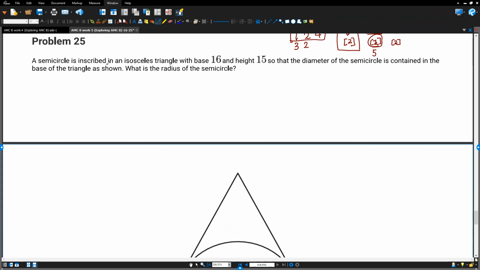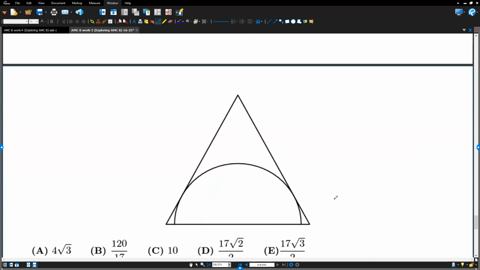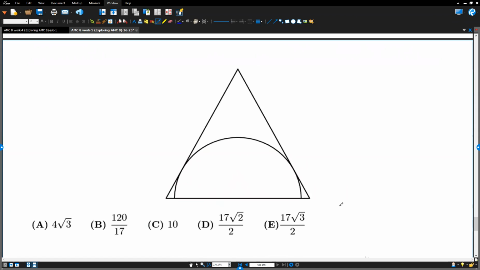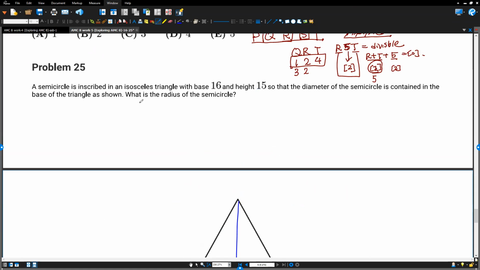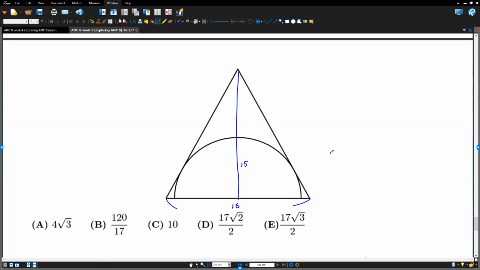A semicircle is inscribed in an isosceles triangle with base 16 and height 15. This is the base, 16, and this is the height, 15. So what is the radius of the semicircle? We're going to find the radius of the semicircle.